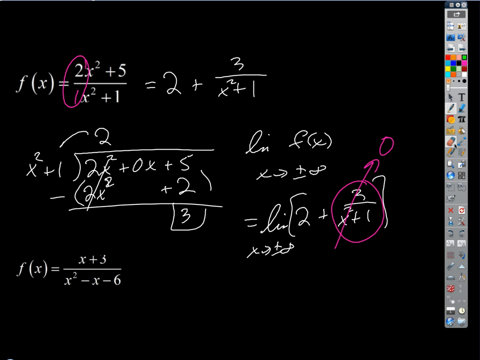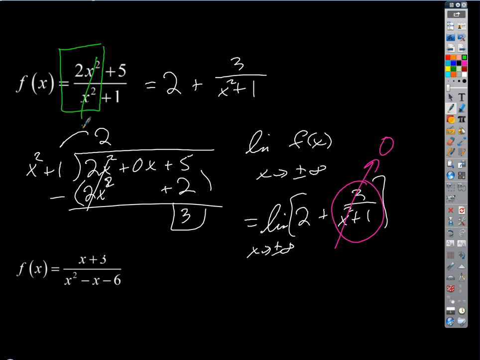So all we really have to do is just look at these two terms. And if I divide those two terms out, the x squareds would cancel, wouldn't they? Right, and I just would get 2. Okay, so there's one rule.